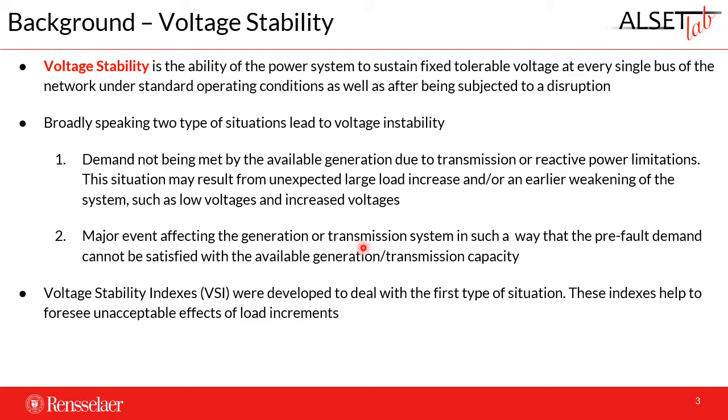a portion of the generation, like loss of a plant, or transmission system, like loss of important lines, in such a way that you cannot meet the pre-fault demand, the load, with the available remaining generation and transmission capacity. Now, voltage stability indices were developed to really deal with the first type of situation, and these indices help to foresee unacceptable effects on load increments.